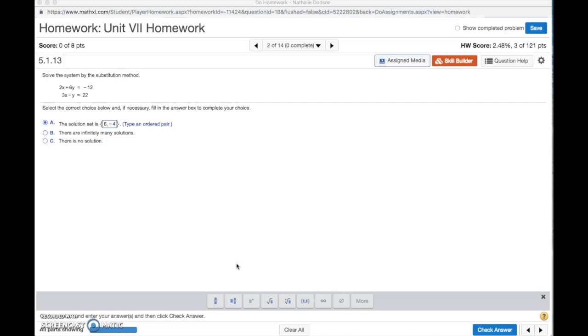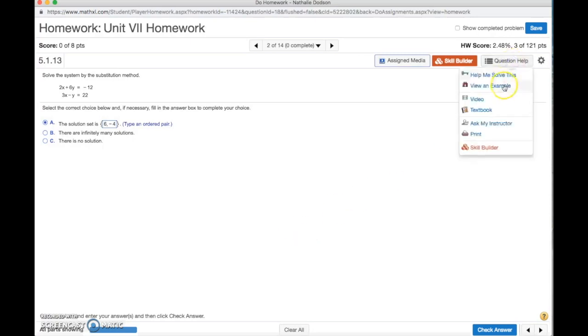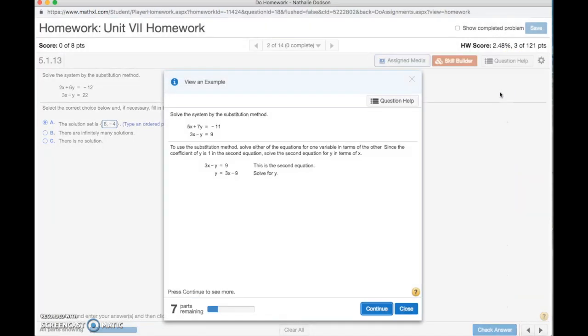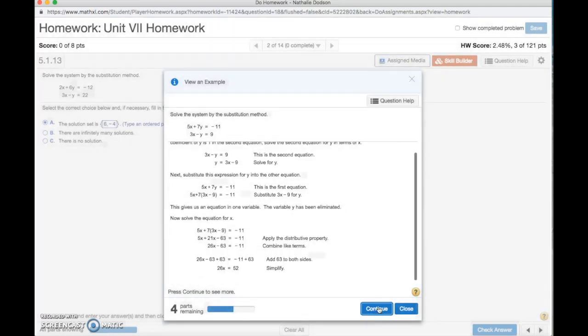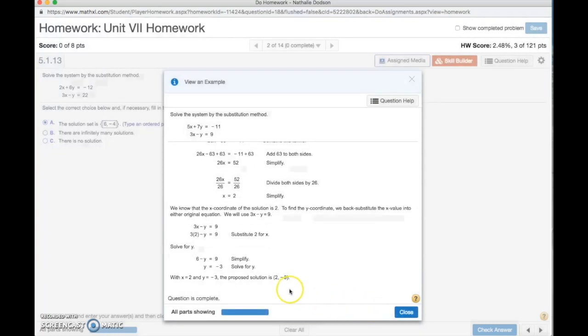For example, when I click Check Answer, for this problem, I see that MyMathLab is stating that my answer is incorrect. However, I feel confident that I worked the problem correctly. So I will click on the View an Example Help tool and see how the answer is formatted there. I'm going to scroll to the bottom and compare the formatting of their answer with the formatting of my answer.